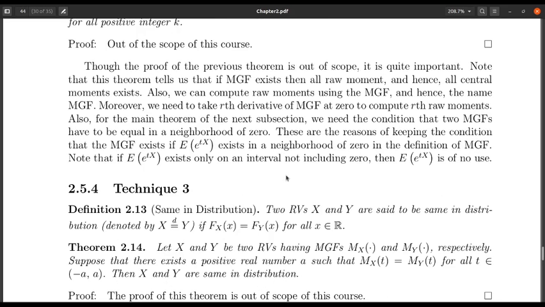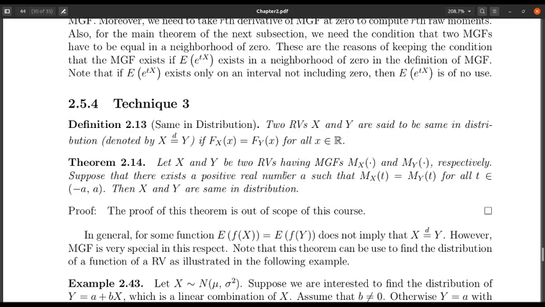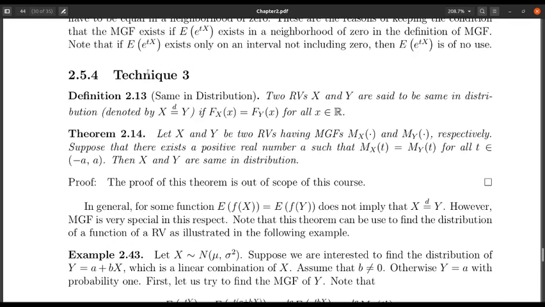Okay. So now the next thing we are going to discuss is technique 3 of transformation of a random variable, and this technique is based on the moment generating function. So what is that technique? How can we use the moment generating function? Well, to do that, first we need a definition, which is the definition of same in distribution. What do we mean by same in distribution?